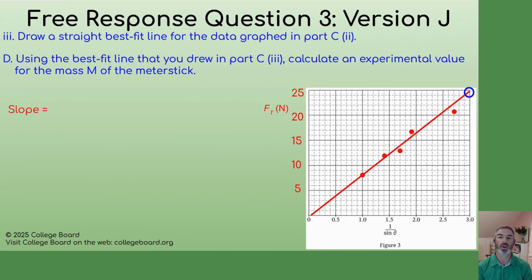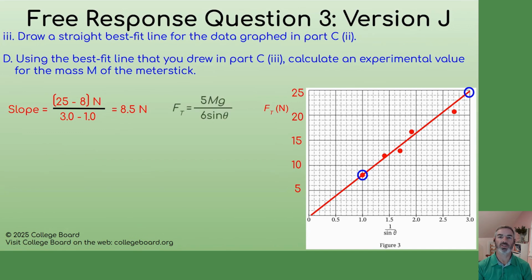So I'm going to pick the point at the end, which is 3 and 25. So we can use that 25 over 3.0. Then we can pick another point, which I'm going to pick here, which is 8 on the vertical axis and 1 on the horizontal, so 1, 8. And remember, 1 over sine theta does not have a unit, but tension force does, so we're going to use newtons in the numerator. So newtons is not a measurement of mass. We know that this slope does not give us the answer that we're looking for, but we get 8.5 newtons. Now, how are we going to determine the mass of the meter stick?